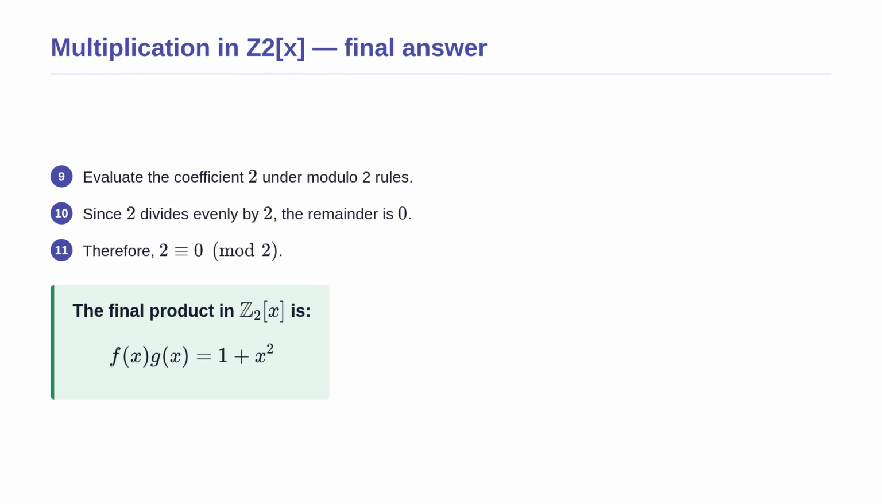Therefore, the number 2 does not actually exist in this ring and must be replaced with a 0. Because the coefficient is 0, the entire middle term completely vanishes from the expression. Our final answer is simply 1 plus x squared. This beautifully demonstrates how changing the underlying base ring drastically alters the final outcome.